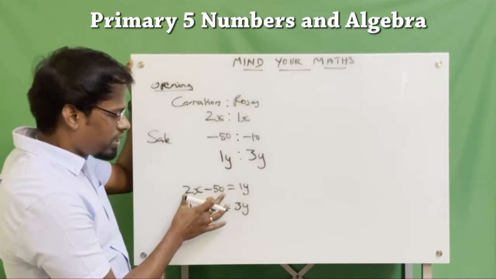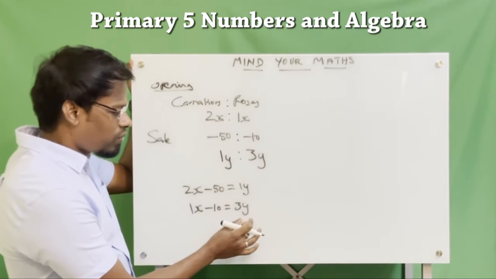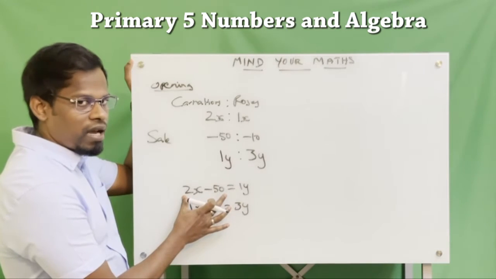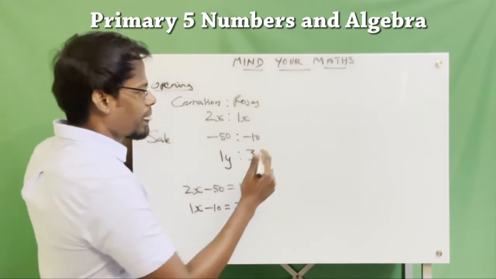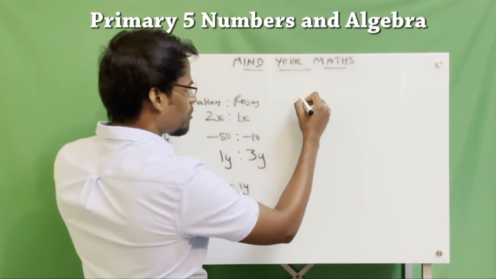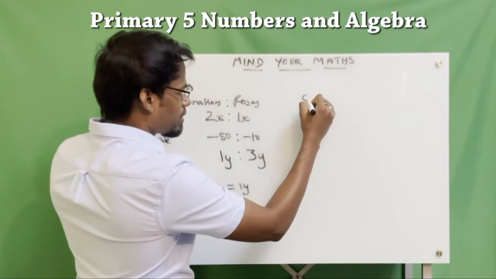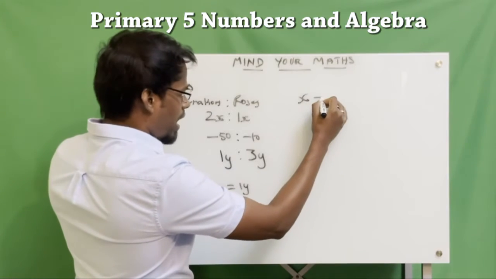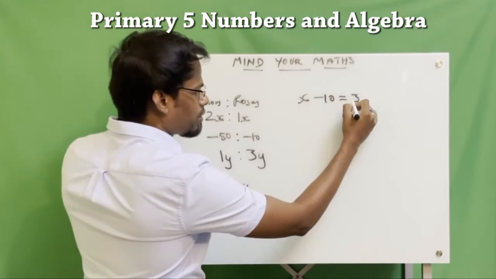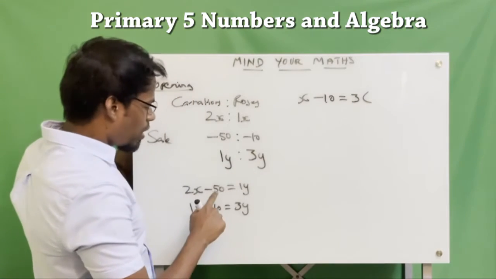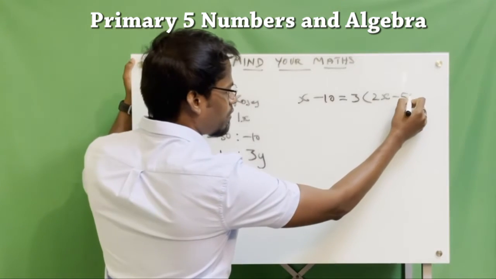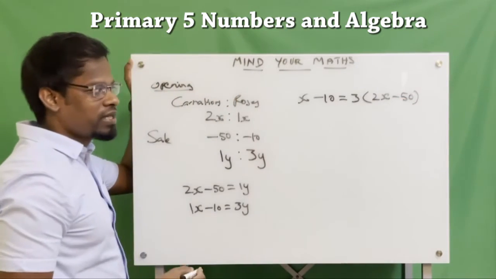y is equal to this much, we know. So in here, instead of y, we just write this one. We are just going to substitute the value. Which means x minus 10 equals 3 times 2x minus 50. 2x minus 50.